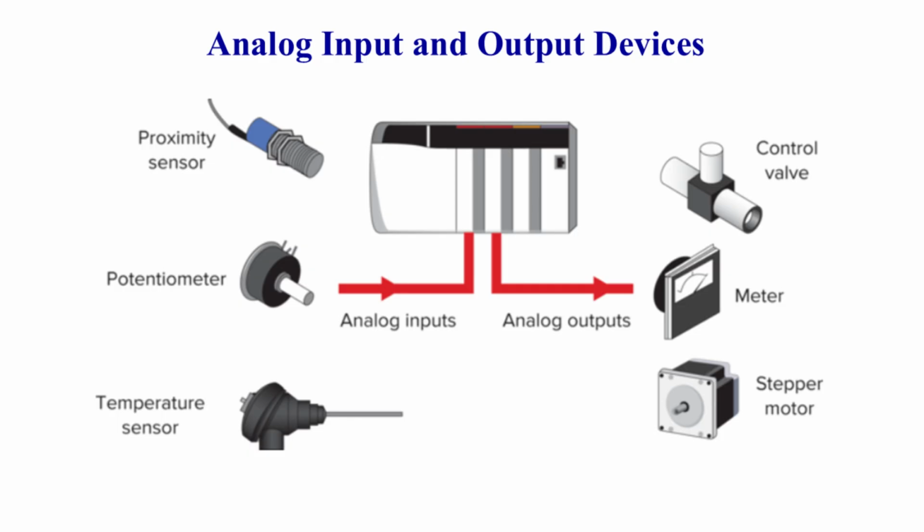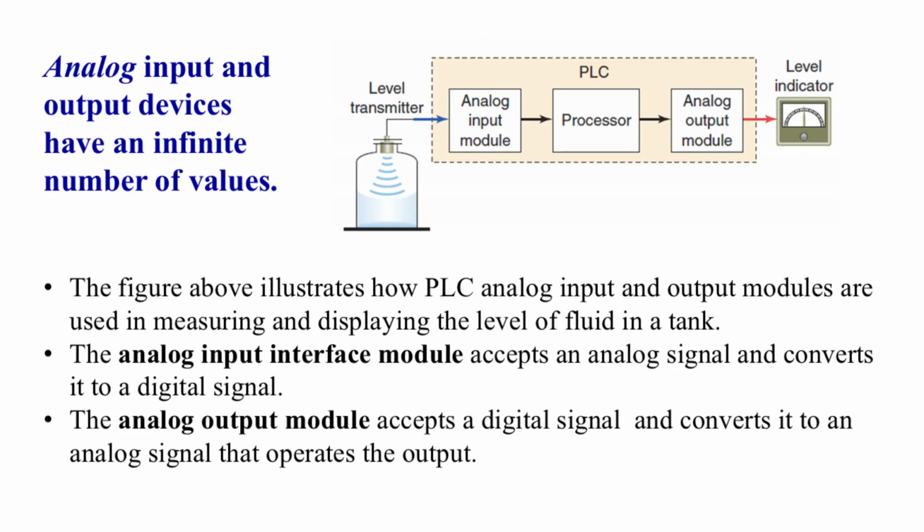A good way to think about the difference is to compare a light switch and a dimmer knob. A discrete input-output is like a light switch. It's either on or off, nothing in between. An analog input-output is like a dimmer knob. It can smoothly adjust the brightness to any level in between. Similarly, analog modules allow the PLC to regulate temperature, flow, or motor speed with fine precision, rather than just turning things on or off. Unlike discrete devices, which can only be on or off, analog input and output devices can represent an infinite number of values. This makes them essential for measuring and controlling real-world variables like temperature, pressure, or fluid level.